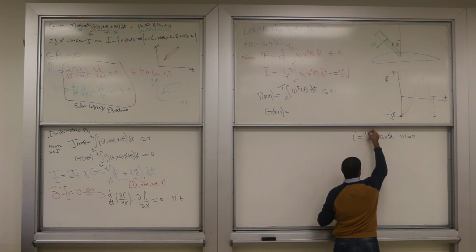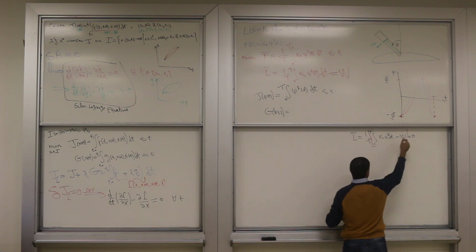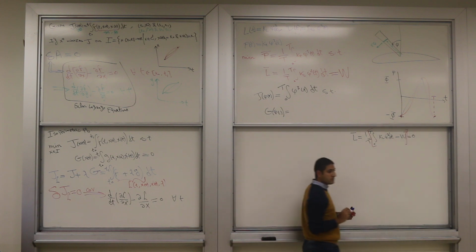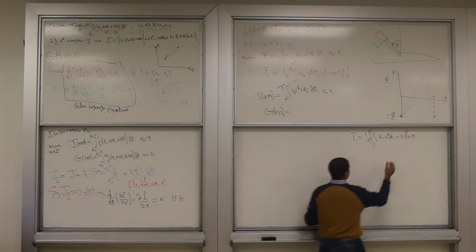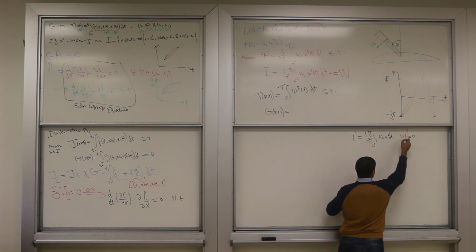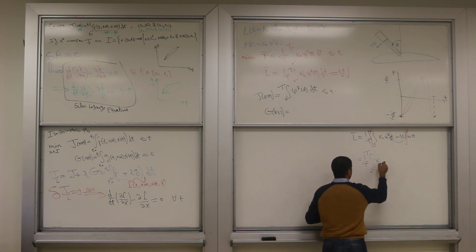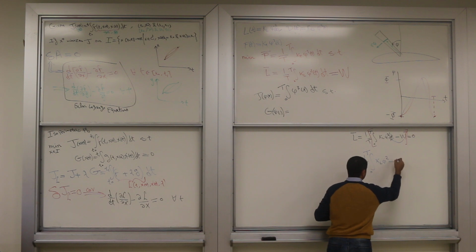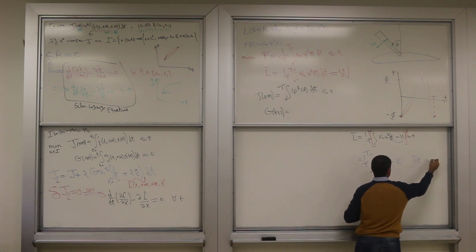Then if I divide by T, I have to multiply by T, and then I will get this inside the integral. So I have 1 over T integral from 0 to T of KL phi dot squared minus W dt is 0.